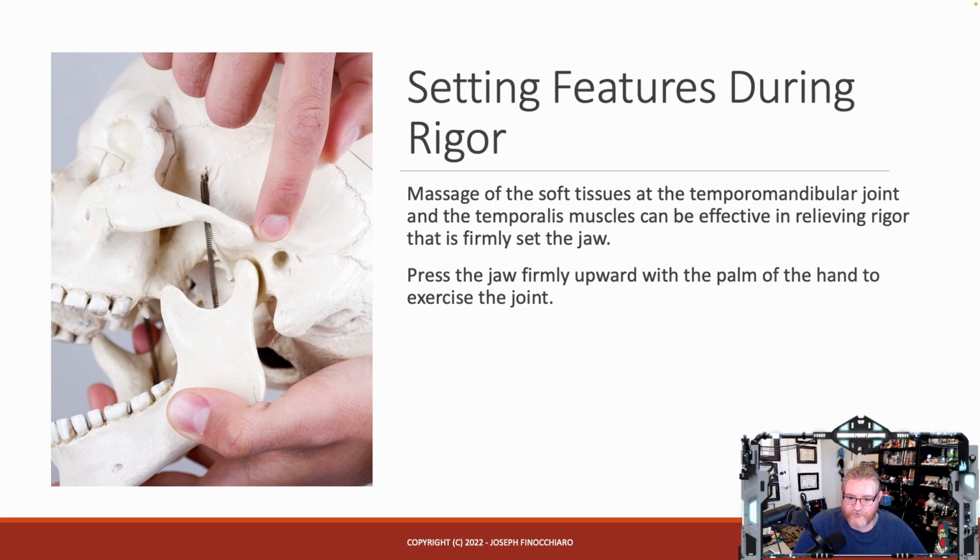Massage of the soft tissues at the temporomandibular joint and the temporalis muscles can be effective in relieving rigor that is firmly set in the jaw. Press the jaw firmly upward with the palm of the hand to exercise the joint.